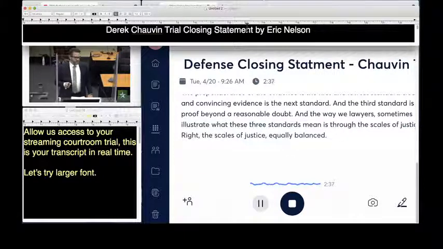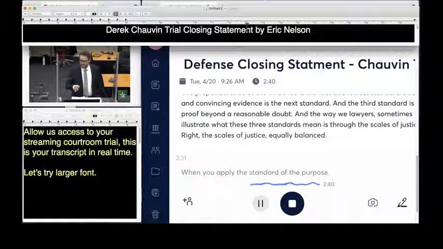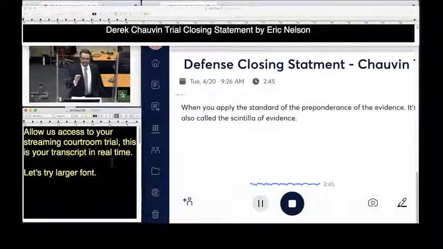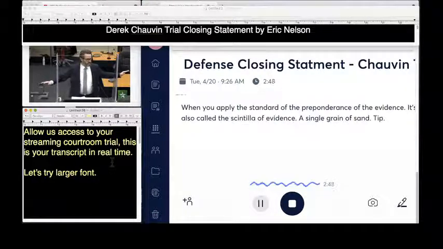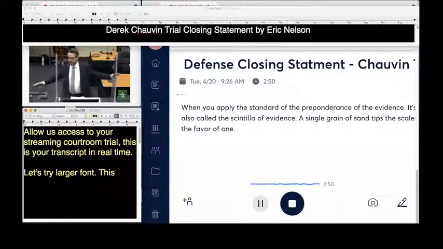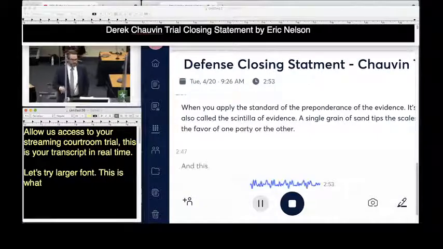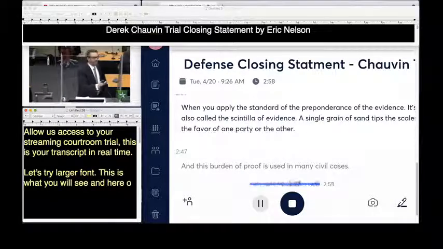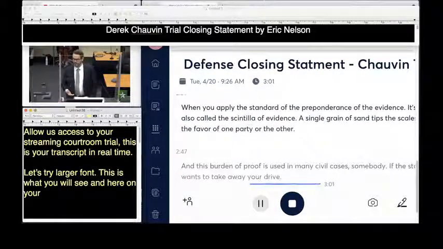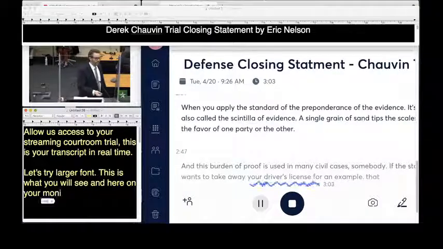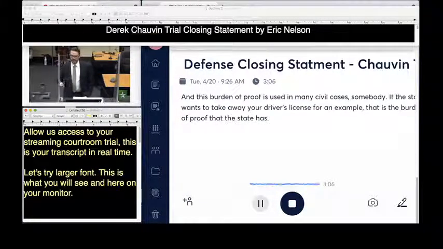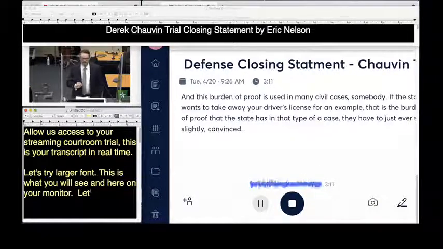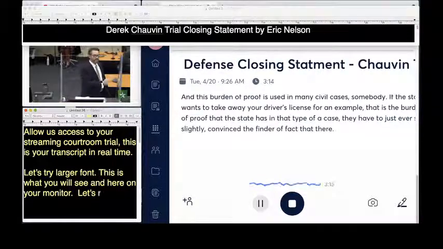When you apply the standard of the preponderance of the evidence, it's also called the scintilla of the evidence. A single grain of sand tips the scales in the favor of one party or the other. This burden of proof is used in many civil cases. If the state wants to take away your driver's license, for an example, that is the burden of proof that the state has in that type of a case. They have to just ever so slightly convince the finder of fact that their evidence supports their action.